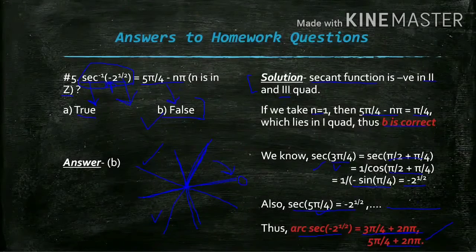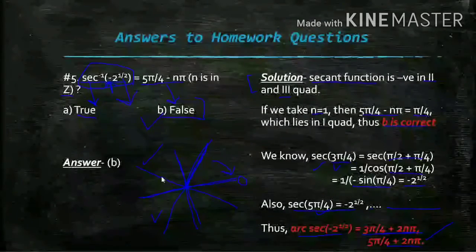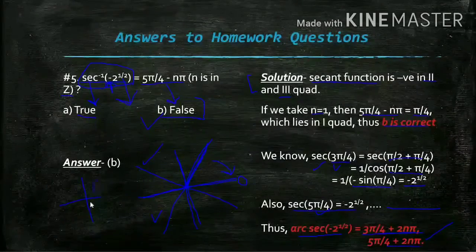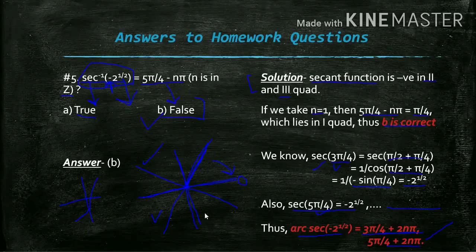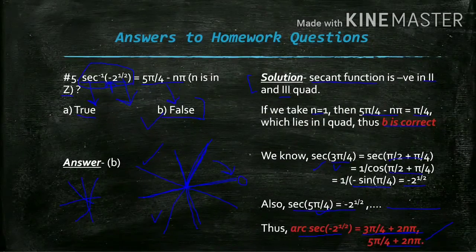Okay. And 2n pi is because it rotates after every 2 pi period. Similarly for this and this. I told you, whenever we have the angle in the opposite direction, then we use the term n pi. Otherwise, we use 2n pi. No doubt. So I hope this question is also clear to you.